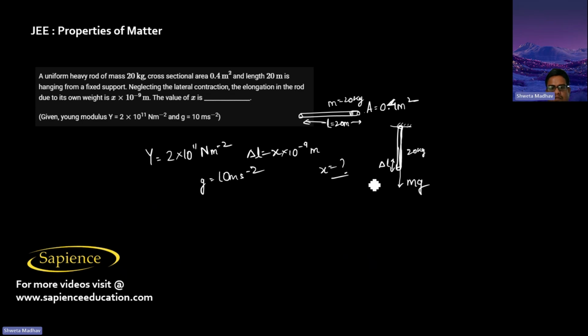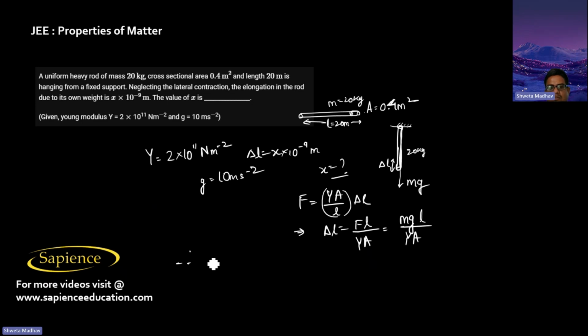So therefore, I will say that f is equal to y a by l into delta L. Therefore, delta L will be equal to f l by y a. So force is equal to mg into l by y a. So therefore, the extension, that is x into 10 power minus 9, that is equal to m, mass is 20 kg into g, that is 10, into L, that is 20 meter, and by Young's modulus, which is 2 into 10 power 11 into area of cross section, that is 0.4 meter square.